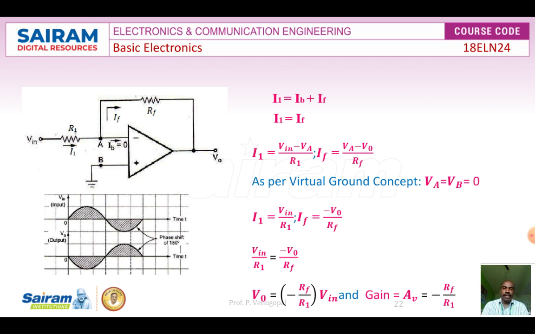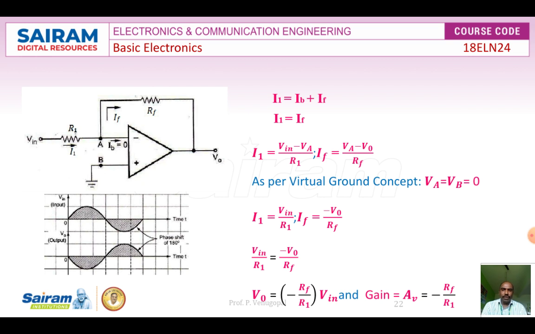The voltage gain of this inverting amplifier, AV, is equal to minus RF by R1. The negative sign indicates that the output is inverted. In the waveforms you are observing, the first one is the input signal. Assume an input signal of 2 volts peak to peak and 1 kilohertz frequency, and the output will be the same but inverted. The output is inverted with respect to the input, which means the phase shift between output signal and input signal is 180 degrees, but the amplitude remains the same, indicating that the voltage gain is equal to 1.